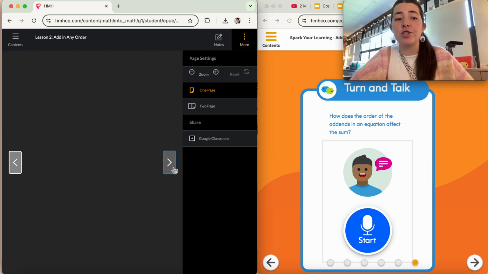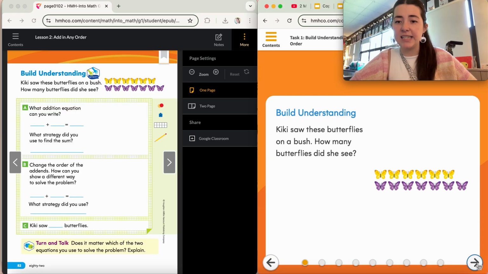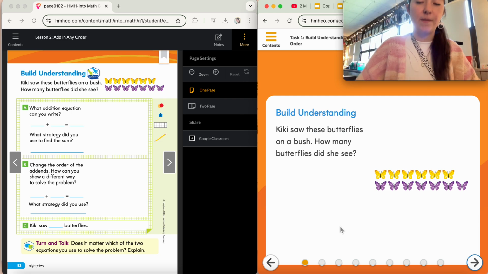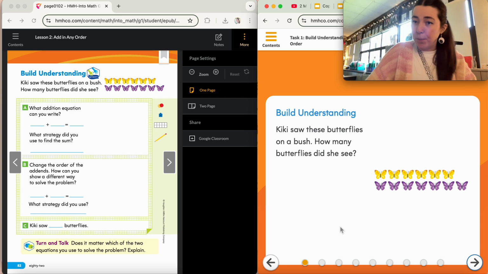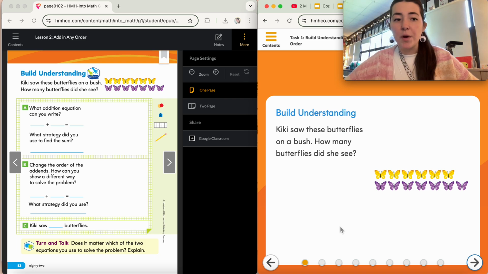So if you could turn your page now, so you should be on the page with the butterflies, we're going to do our build your understanding. So I'm going to read the directions to you, and then we're going to work through this one together, okay? Kiki saw these butterflies on a bush. How many butterflies did she see? So first we need to figure out what our addends are so we can fill in our equation. It says, what addition equation can you write?